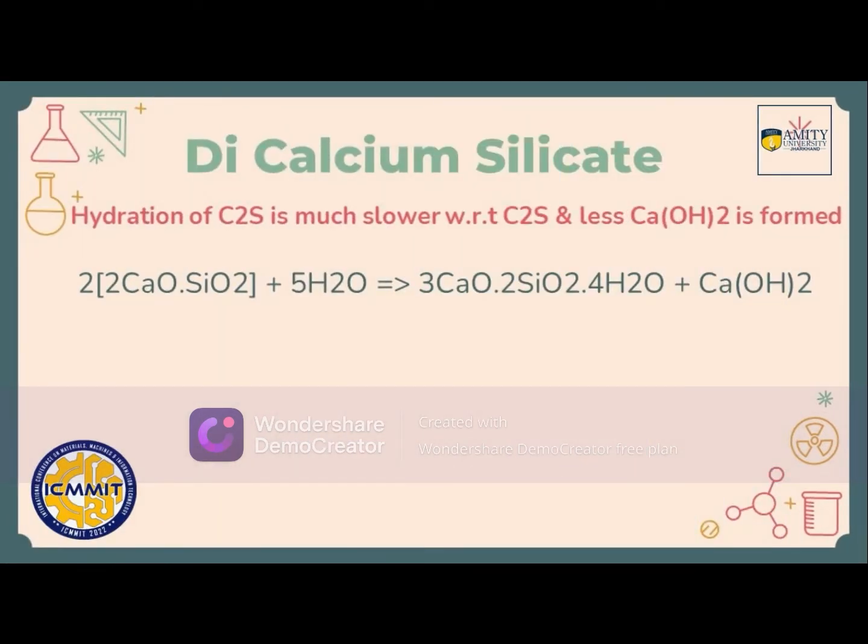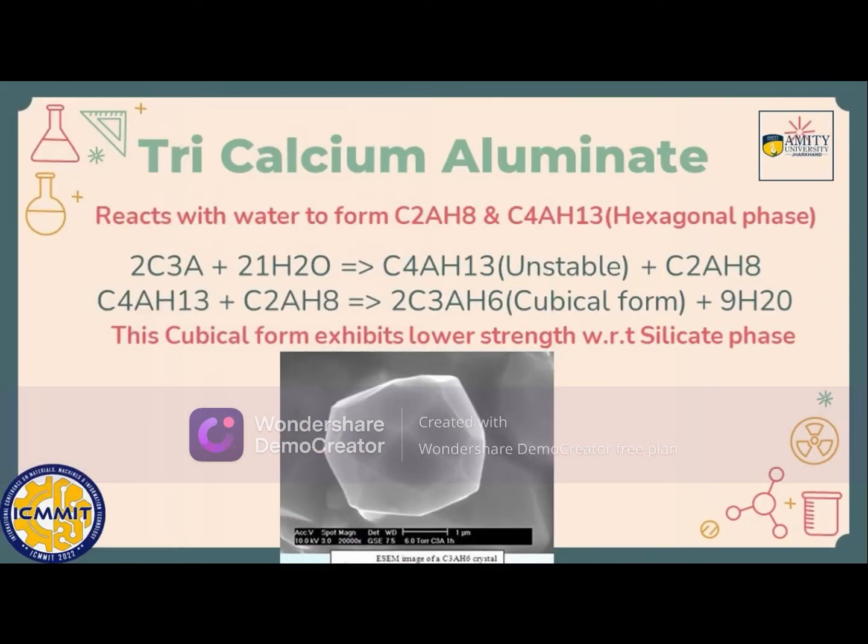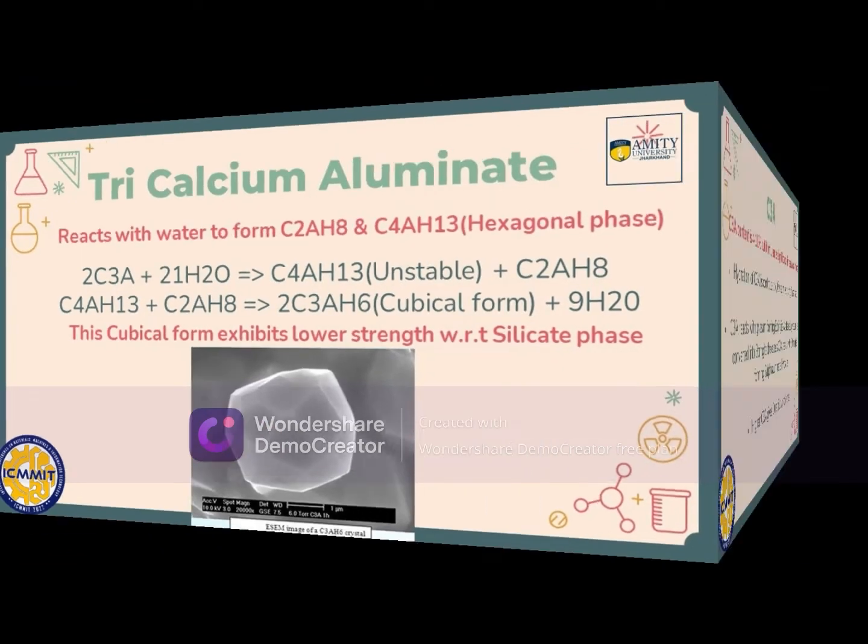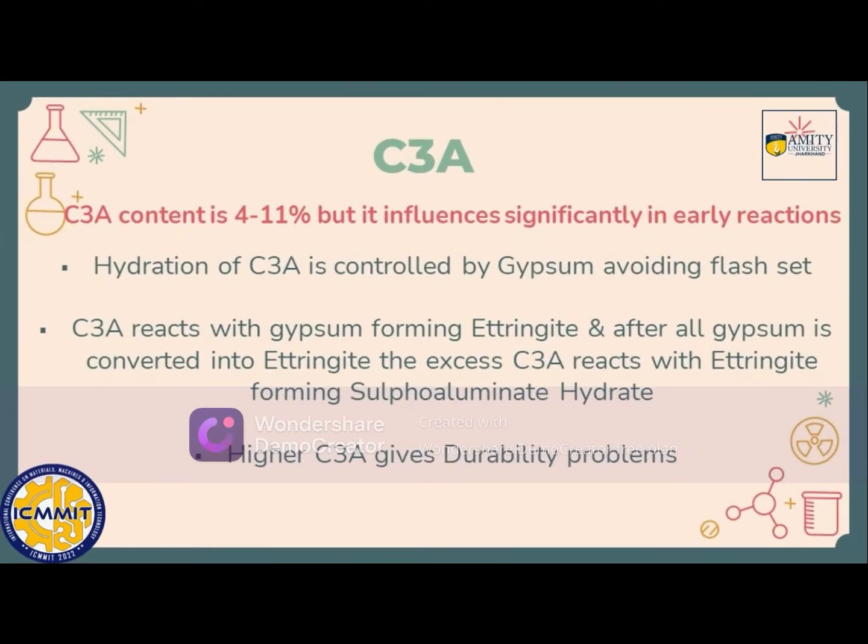And C2S, another calcium silicate phase, reacts with water to form less calcium hydroxide. Now, tricalcium aluminate reacts with water to form hexagonal phases, which are crystalline. This gives lower strength, because calcium silicate hydrate and these crystals are contradictory. Calcium silicate hydrate is responsible for the strength gain, but this type of crystal is very unstable. But hydration is controlled by gypsum, and it gives a flash set. You may have the idea that the cement has set, but it is not that.